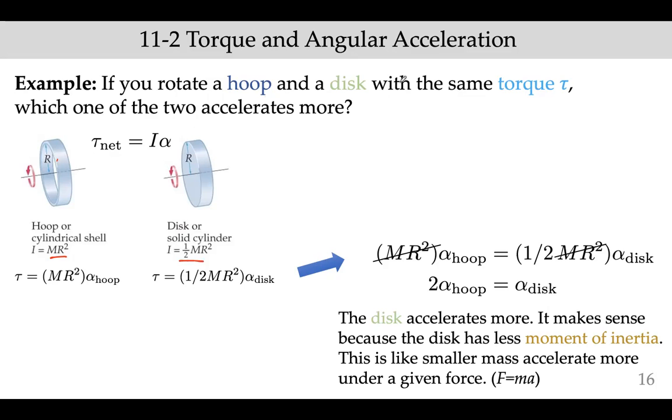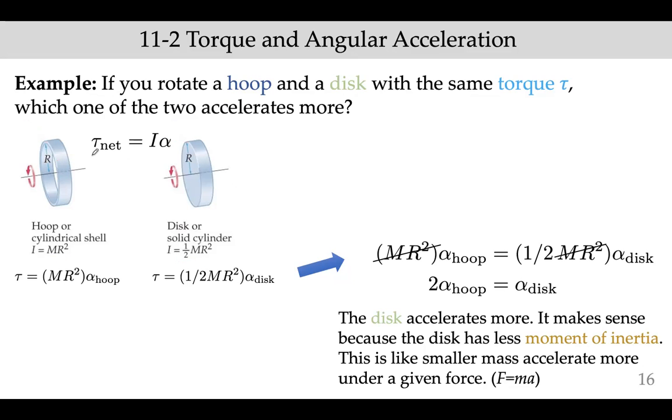So if you rotate both with the same torque, that means they both have the same radius. So if you apply force F here, you will apply the same F, and the torque here will be F times R. Here, the torque will be the same, F times R. Okay, the question is which one of the two accelerates more?